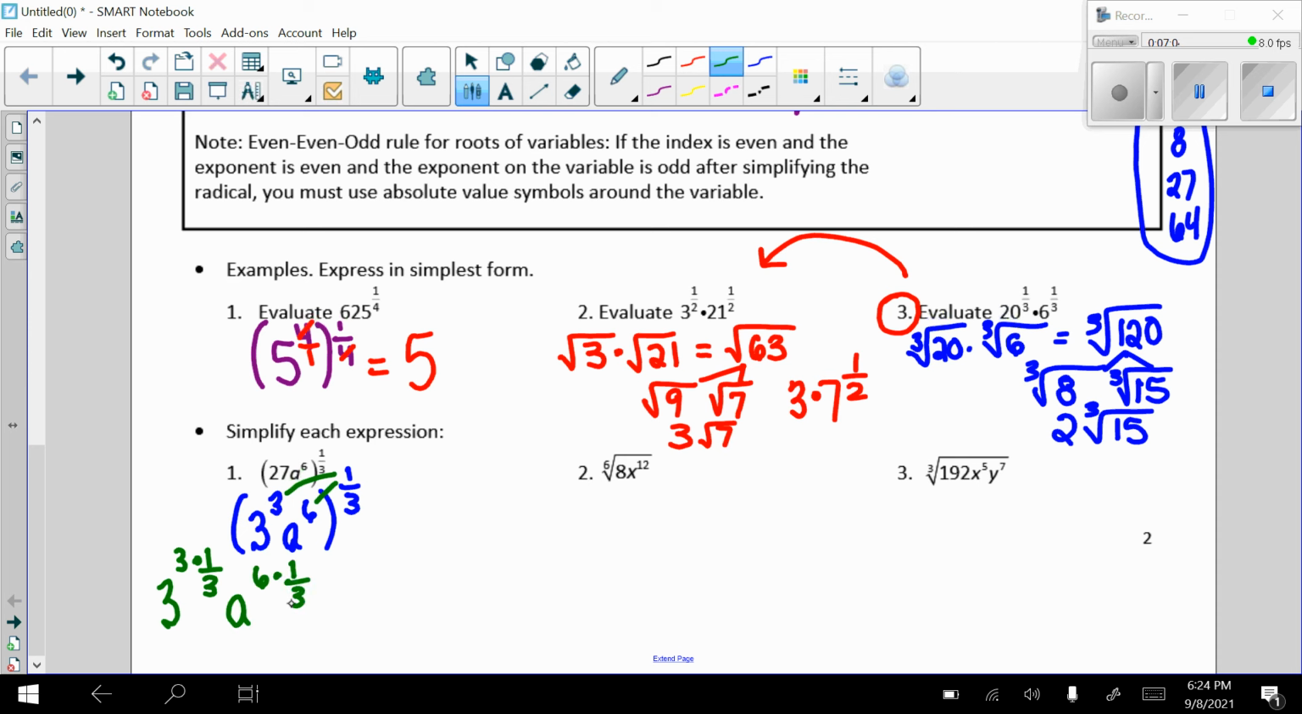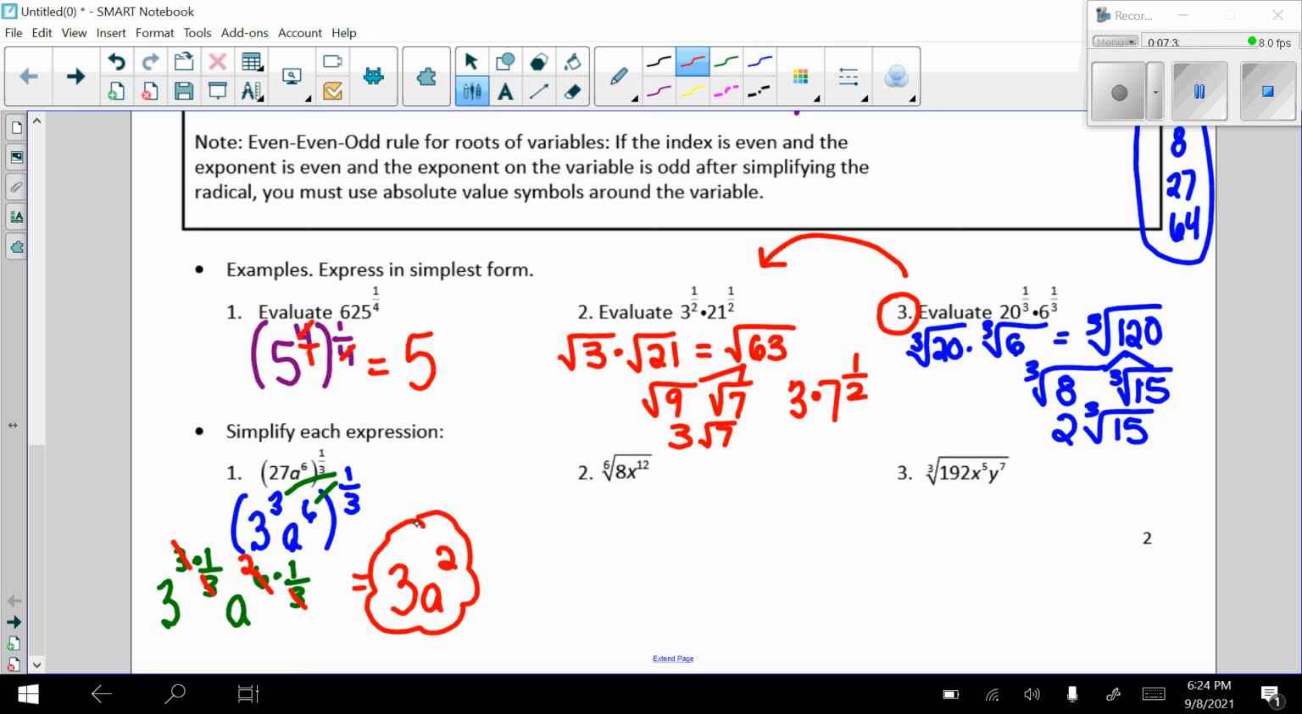And when you look at that, what I hope you'll notice is that, first of all, 3 times 1/3, those 3's cancel each other out, so we're just left with a plain old 3. And when we have 6 times 1/3, these can simplify, and so we're left with a squared. Okay, so that's our answer. We've just simplified that.